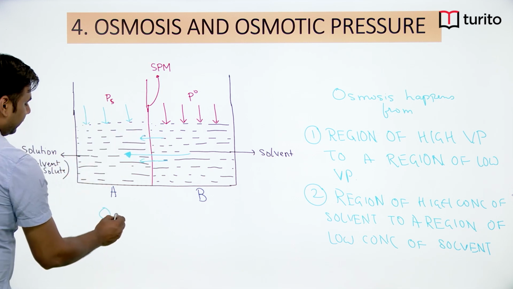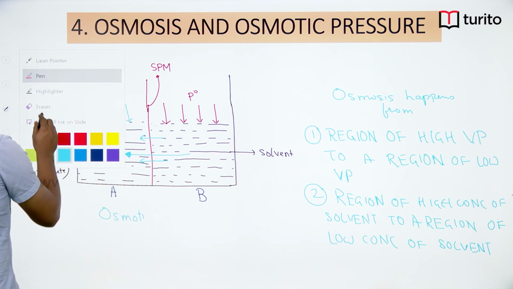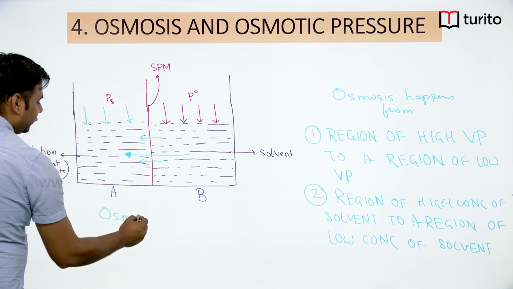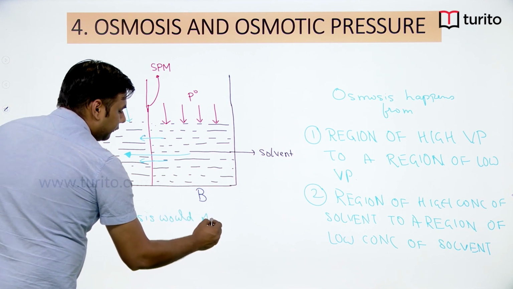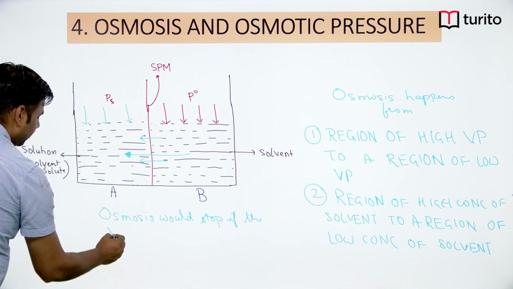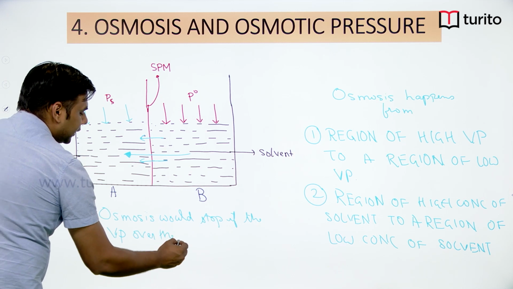So we'll say that osmosis would stop if the vapor pressure over the solutions becomes same.